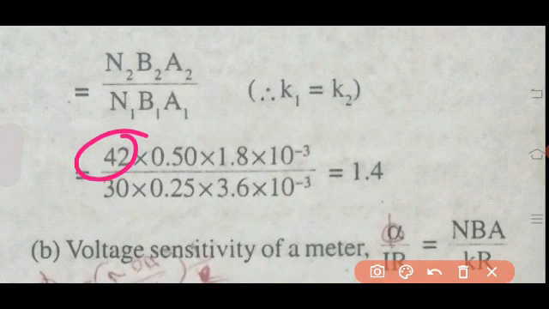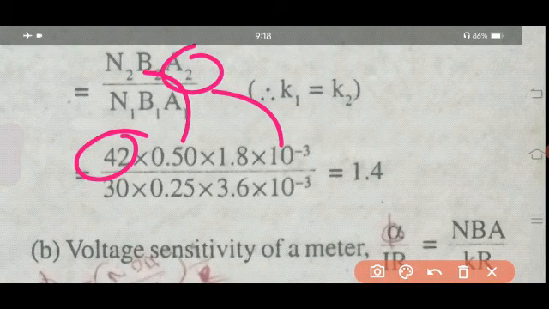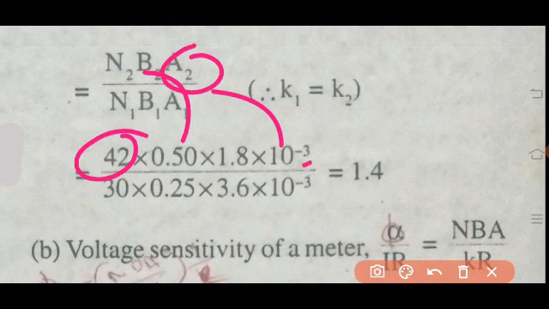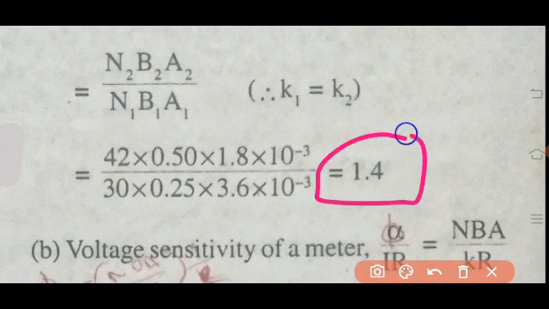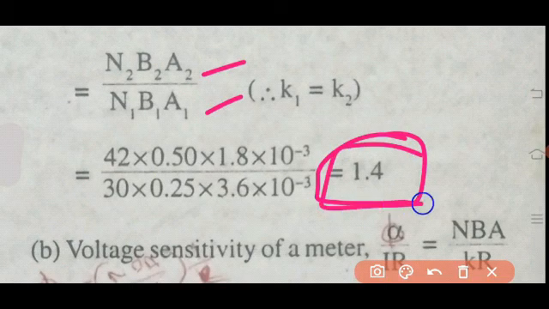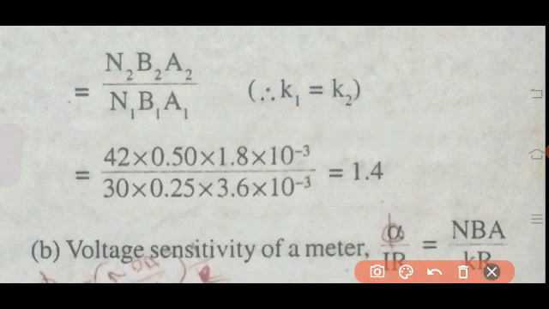So N2 is 42 turns, B2 is 0.50 Tesla, and A2 is given as 1.8 into 10 to the power of minus 3. Then N1 is 30 turns, B1 is 0.25, and A1, the area of the first coil, is 3.6 into 10 to the power of minus 3. If you solve, you will get 1.4. Since both quantities have the same units, there is no unit for this. Clear? That is the ratio.